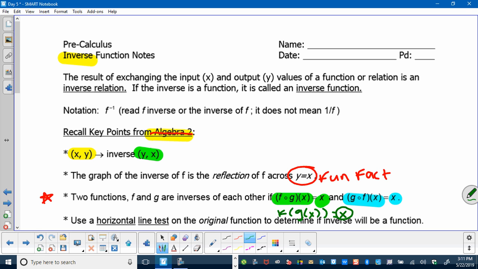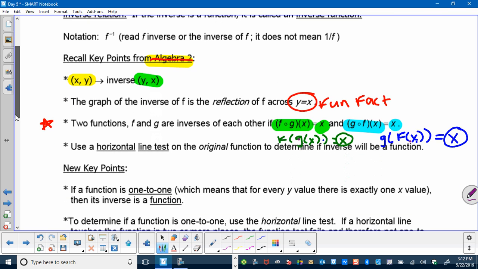The reason is because they are inverses, they are opposite, so everything should cancel out, and you should be left with just an x left over. The same exact thing would happen if you did it the other way: g of f of x would also be equal to x. So if you ever see prove, yes, there are proofs coming, that they are inverses, you're going to have to perform both of these compositions. So you're going to have to do f of g of x and g of f of x, and both of your answers should be x.